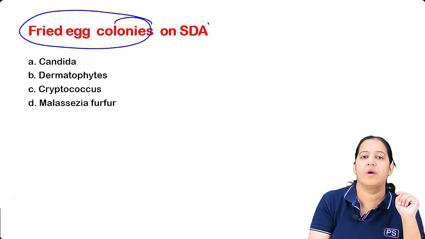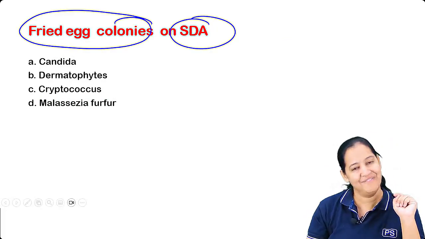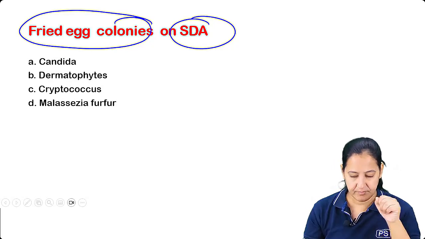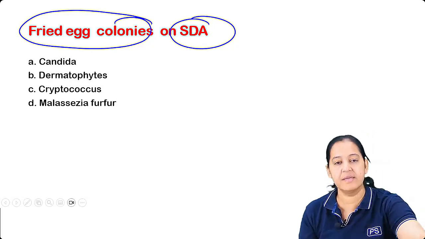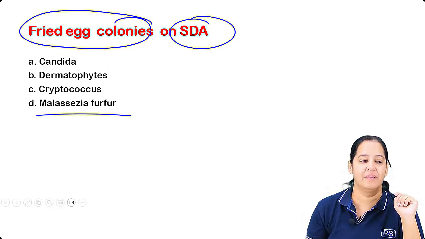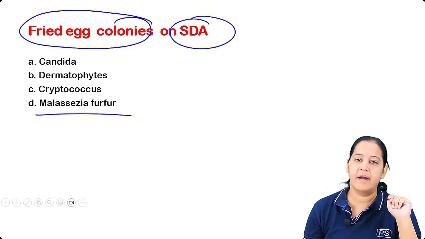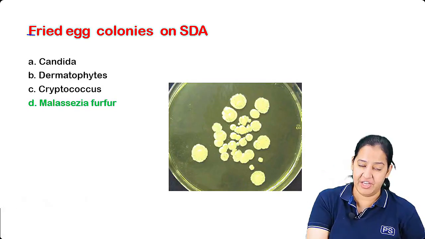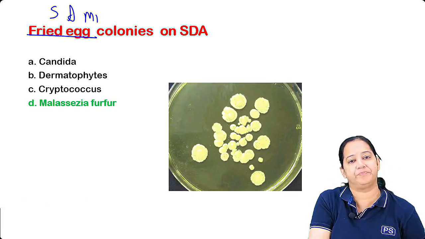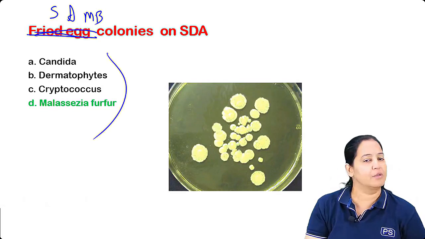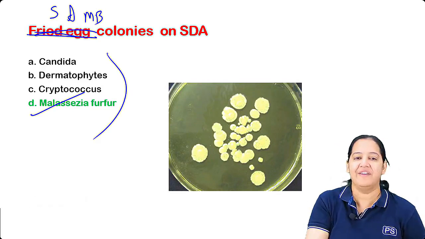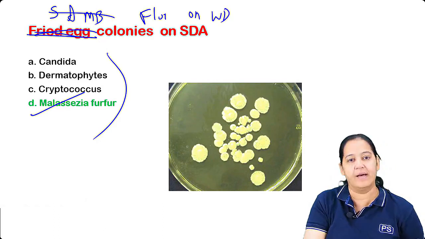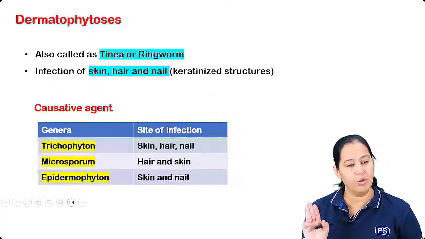Fried egg colony on SD agar. Very easy question again. So what is the answer here? It's again Malassezia furfur. Fried egg colony on SD agar, again the answer is Malassezia furfur only. If I change the question to spaghetti and meatball, would you like to change your answer? No, still the answer is Malassezia furfur. If I change the question to fluorescence on wood lamp, again the answer is Malassezia furfur. So you get all three questions on that.